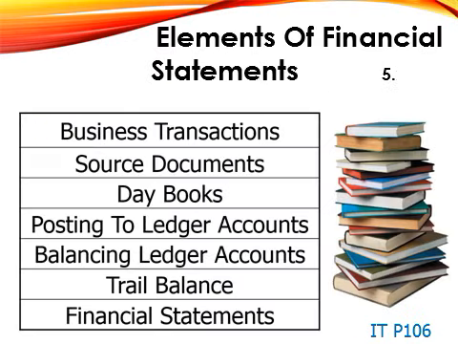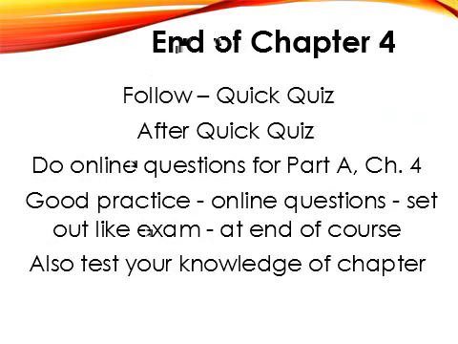The following is a summary of the crucial elements of recording financial transactions. Business transactions are recorded on source documents. Source documents are recorded in the day books. Information in the day books is posted to the ledger accounts. At the end of a period, the ledger accounts need to be balanced. A trial balance can be drawn up to check for errors and the correct posting of accounts. Once the accounts have been checked and a trial balance drawn up, then the financial statements can be drawn up. This is the end of Chapter 4.